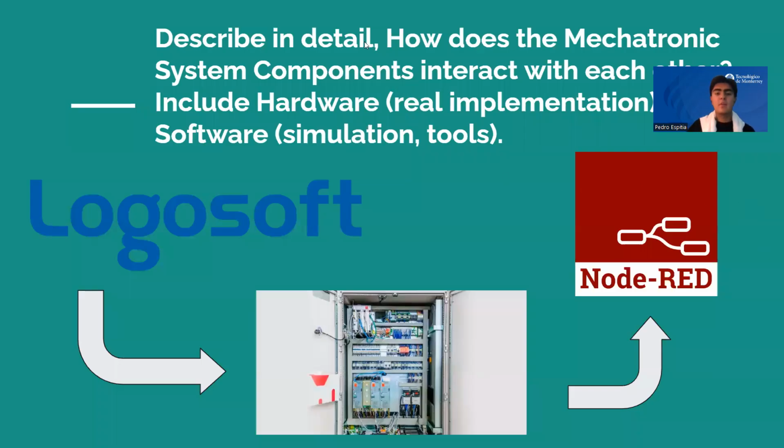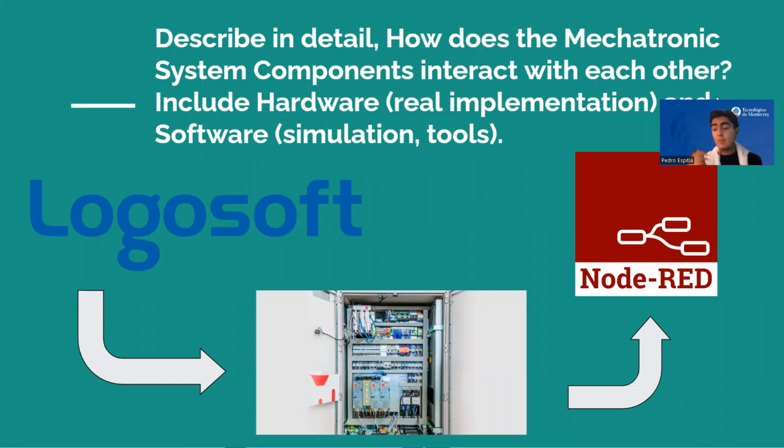Now, the second question is: describe in detail how the mechatronic system components interact with each other. First of all, the software that we initially use is LOGO Soft, which generates the signals. When the sensors are activated, it will send the signal from the LOGO up to the PLC of the cabinet, causing the different output signals: Q1 and Q2 represent the optical sensors, Q3 represents the ultrasonic sensor, and Q4 represents the signal of the motor, and they will go from the LOGO side to the control cabinet.